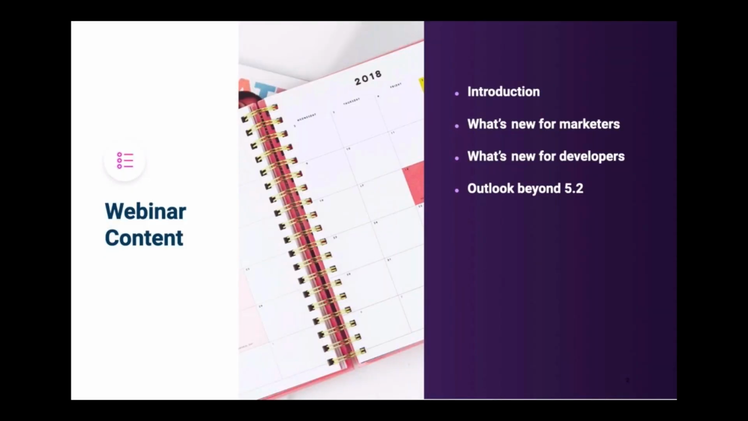Okay, so what's the program for today? We'll start with a short introduction, paint a little bit of context, and then we'll dive into the 5.2 release and what we're going to bring to the table for marketers, as well as new tools for development teams. And finally, we'll take us into the future and share with us what he and his team are going to deliver after 5.2.